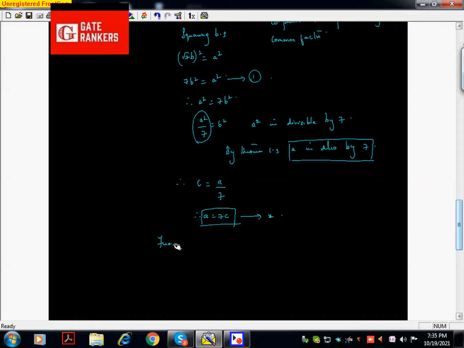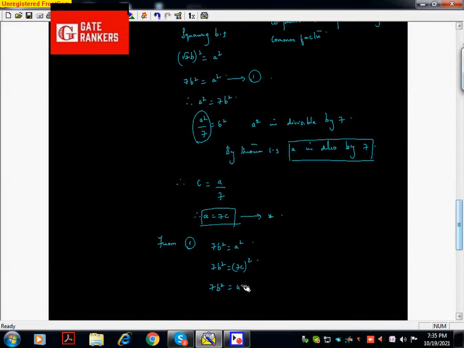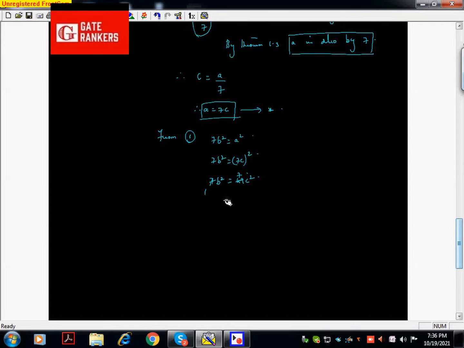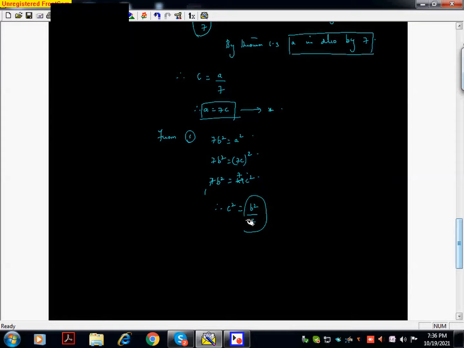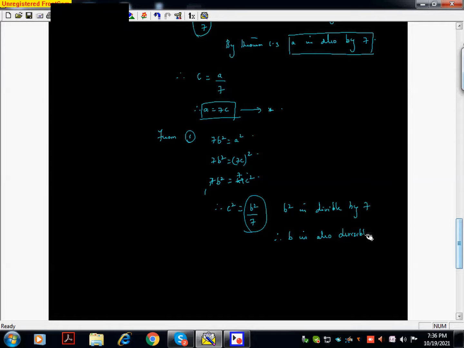Now I will go for b square. From 1, 7b square is equal to a square. 7b square is equal to 7c whole square. So 7b square is equal to 49c square. 7 ones are 7. Therefore c square is equal to what? b square by 7. What is this? b square is divisible by 7. Therefore by theorem b is also divisible by 7.